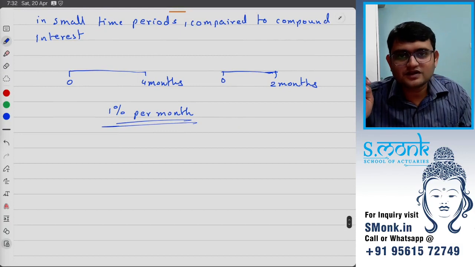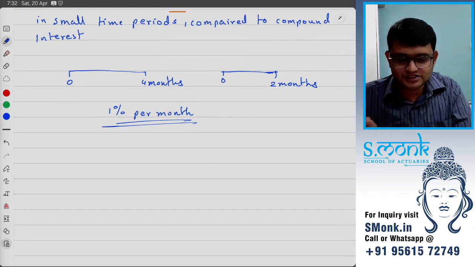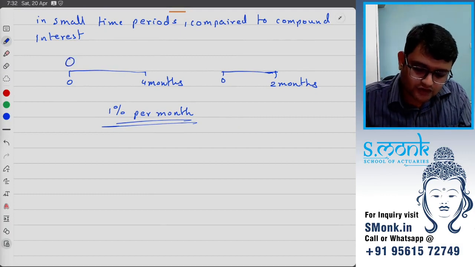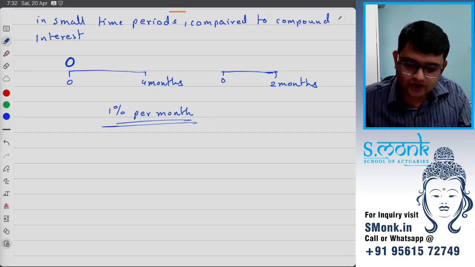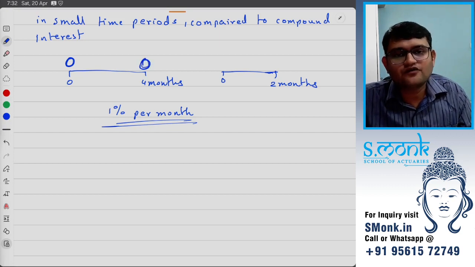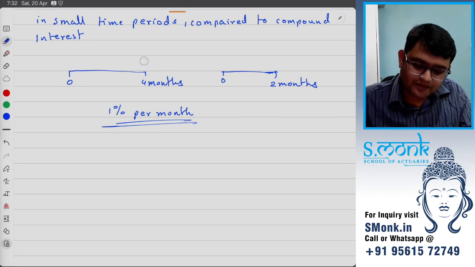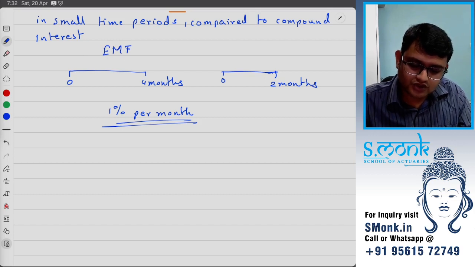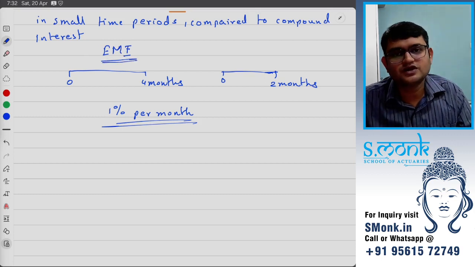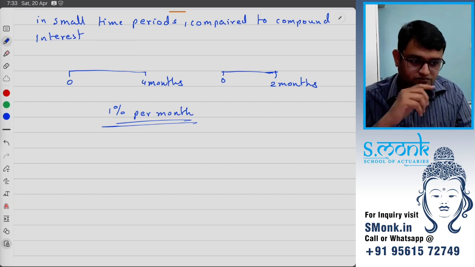So simple is okay if you are paying it at once. That means I am taking a loan at time 0 right now and I'll pay the whole amount at time 4 months. Then simple is fine, no problem. But if I am paying an EMI, which is what you will usually pay when it comes to two-wheeler loans, then always choose compound interest. That will give you a better idea.